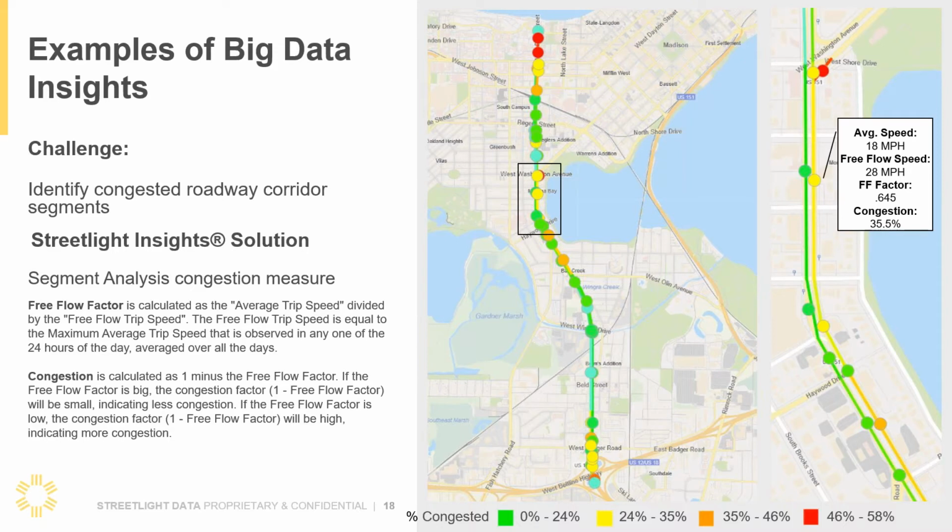And just a couple things to note about this. You can see in the bottom the different congestion scales. So the red would be the most congested, 46 to 58% of the time it's congested. And then the green would be the least congested. So definitely most congested along the northern area of the Park Street corridor, and then not quite as congested south of that. So you can see relative congestion. StreetLight does give us things like average speed, free flow factor, and congestion, and we can calculate free flow speed from average speed and free flow factor.